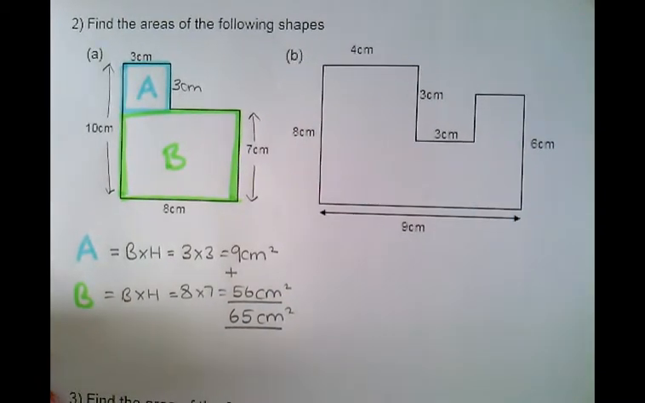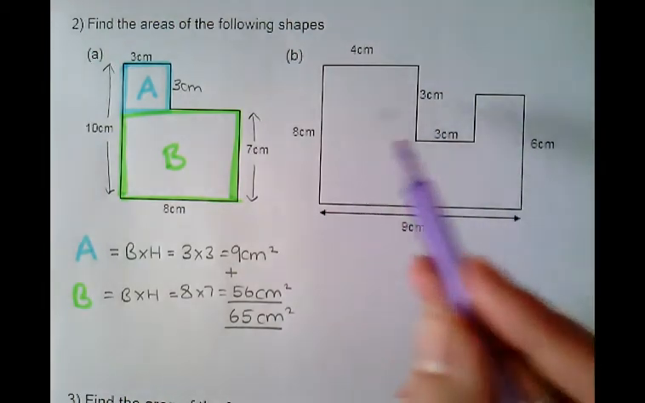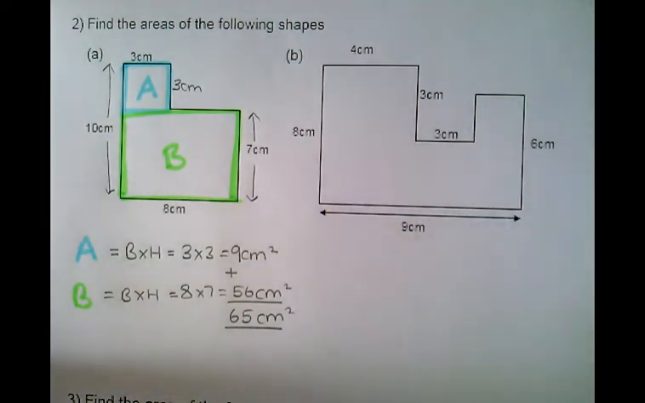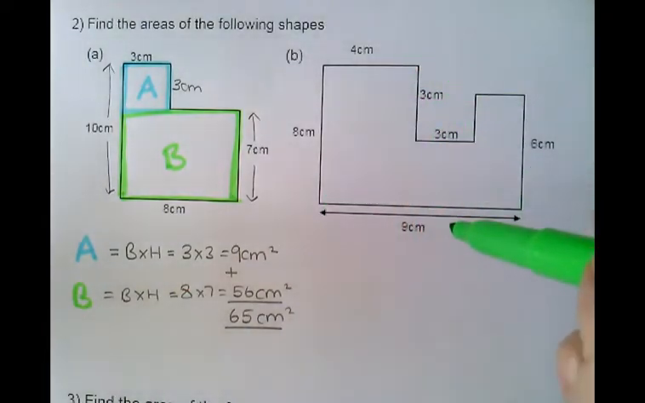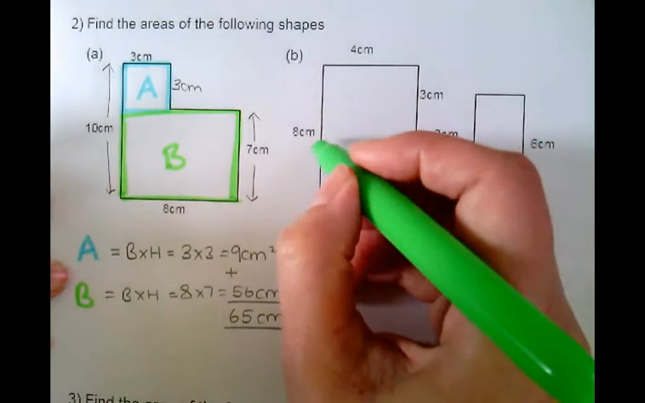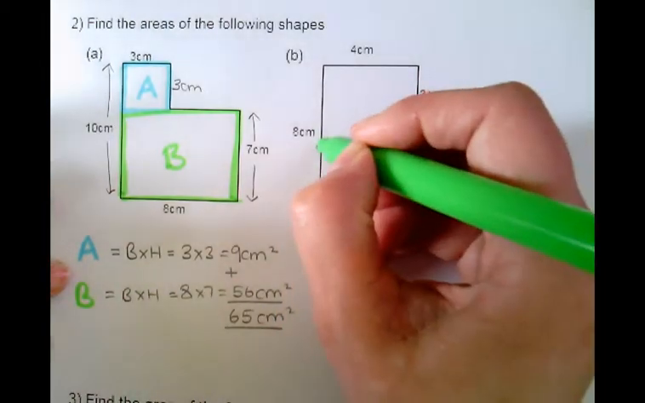Part B then, or shape B, same kind of idea. You don't know how to find the area of this random shape, so you need to split it up into shapes that you do know the answer to. And this time there's going to be 3 different shapes. Doesn't matter whether you split it going down or going across. I'm going to split it going across.